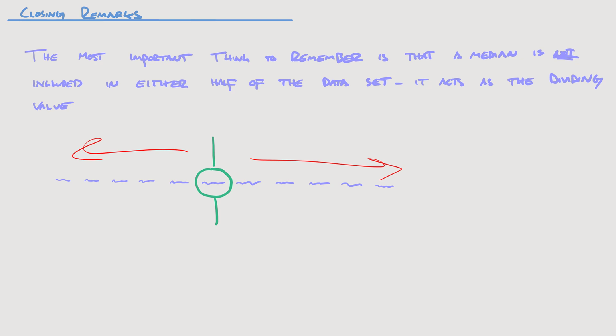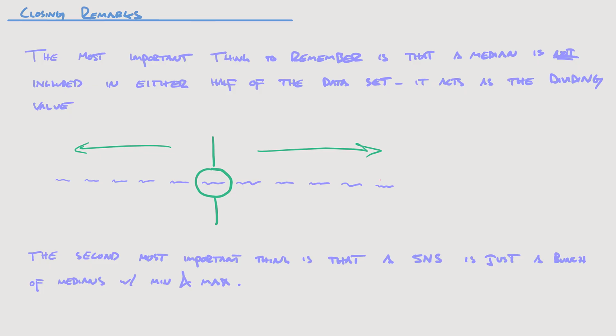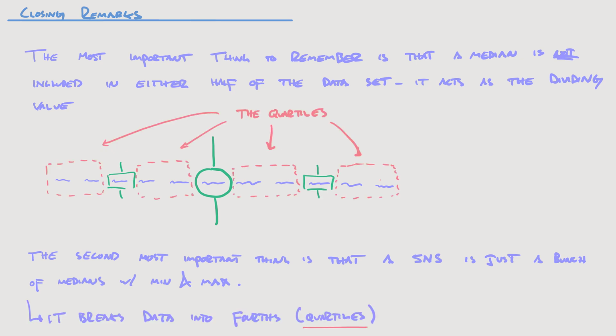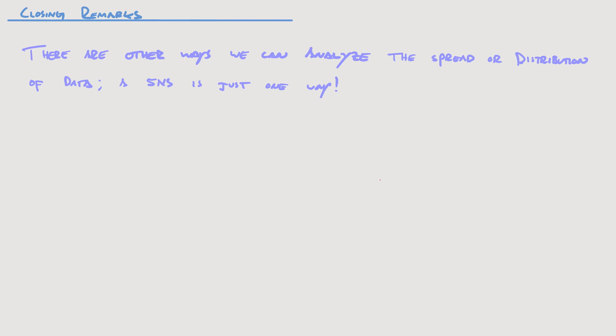when we're doing calculations after that. The second thing is that the 5-number summary is just a bunch of medians, right? You have a min, a max, a median, and then a median of the first half and a median of the second half of the data. And then finally, it breaks data into fourths, and we call those fourths quartiles. And like I said, there are other ways that we can analyze the spread or distribution of data. A 5-number summary is just one of the ways. It's just the first way that we're examining.